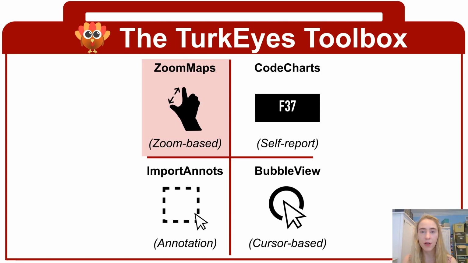With zoom maps, participants use the pinch zoom gesture on a mobile phone to explore an image at multiple scales. With code charts, participants self-report where they gazed using a grid of 3-letter codes. Important Knots lets participants paint over regions of a design that they consider important. And finally, Bubble View requires participants to click to unblur small bubble regions of a blurred image. We do a deep dive on these interfaces to develop guidelines for how and when to use them to capture attention. So let's introduce the interfaces.